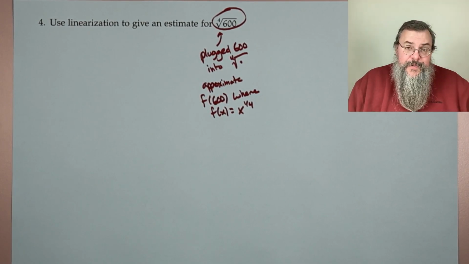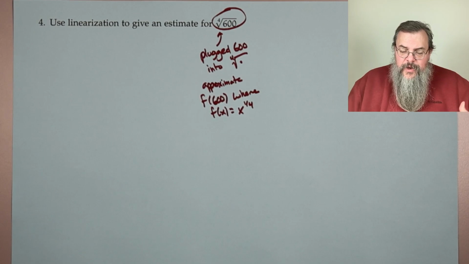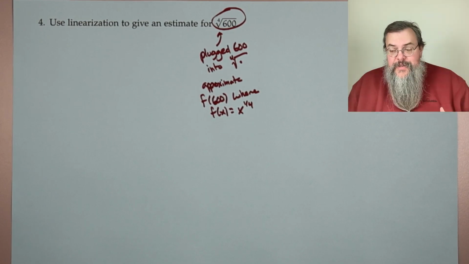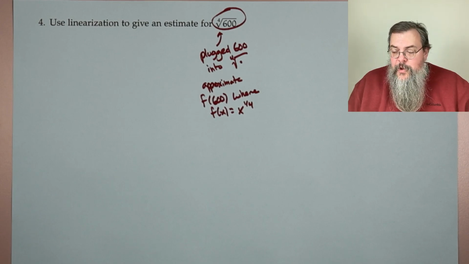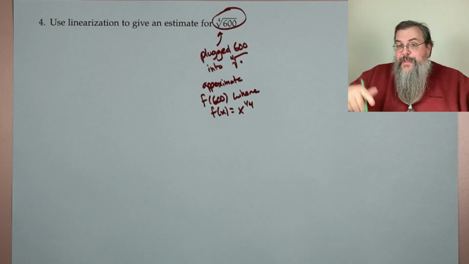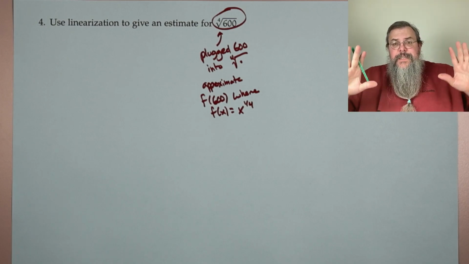Okay, so we know which function we want to do our linearization with. Where will that linearization occur? Well, we have to think about this. It's not an immediate, aha, it must be here or it must be there. It's like, think about it for a moment.